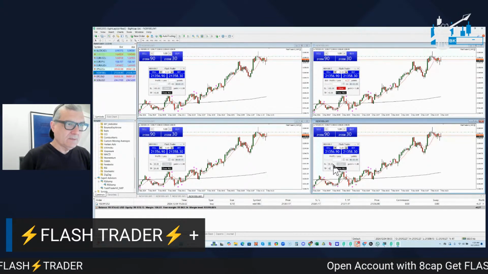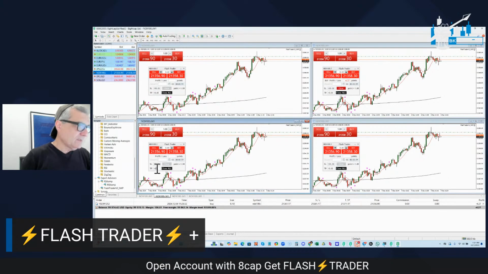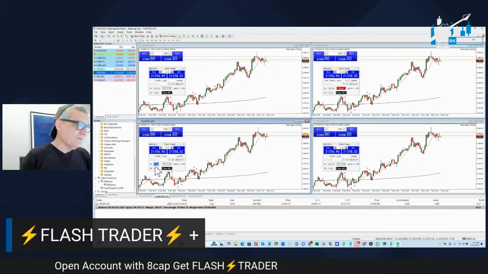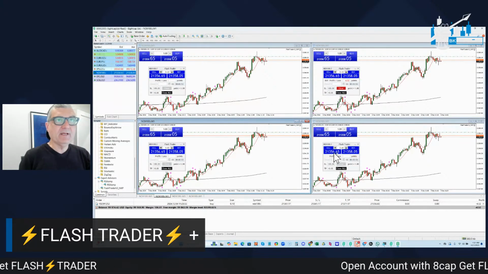10. Just resetting all my trades here in MT4. By the way, the MT4 version, God, MetaTrader 4 is just so blazing fast. I always forget how fast this is.